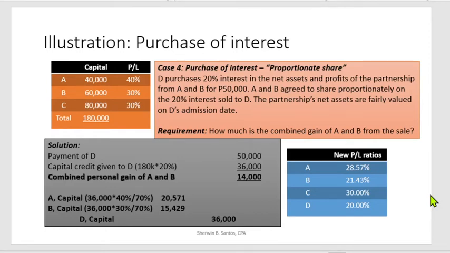Welcome to part 2 of the discussion on partnership dissolution, the accounting for partnership dissolution. In the last video, we discussed the computation related to the purchase of interest. Let us recall that when a new partner has been admitted, it can either be a purchase of the interest, either all 100% or less than 100%, or an investment in the partnership. So let us proceed by looking at another scenario.